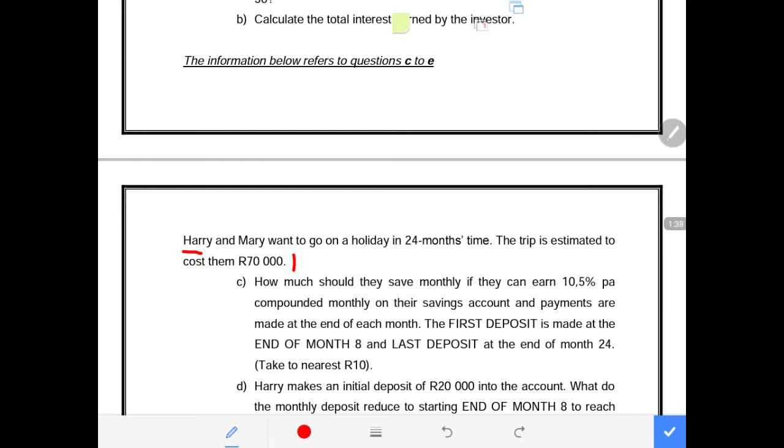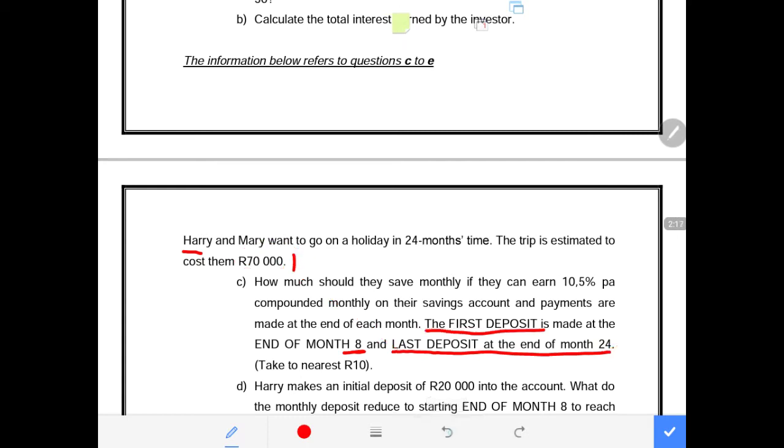And we are further told that they want to make the first deposit at the end of month 8, meaning they want to start making deposits only from month 8. Then the last deposit, they want to make it at the end of month 24. So they are not starting their deposits from month 1. They want to start from month 8 up until month 24. So now we need to know how much they must save every month in order to have the 70,000 that they need in 24 months.